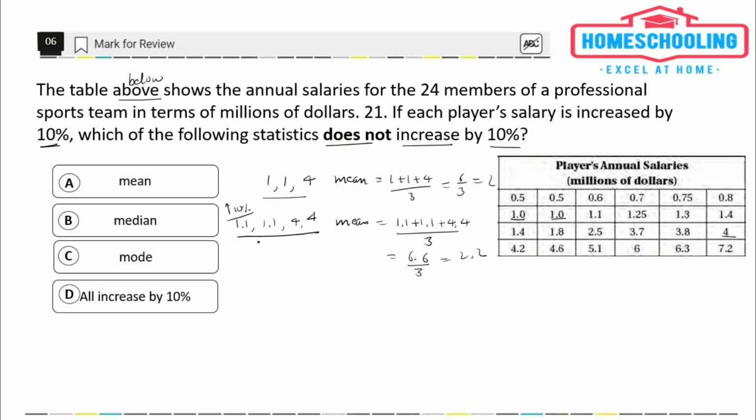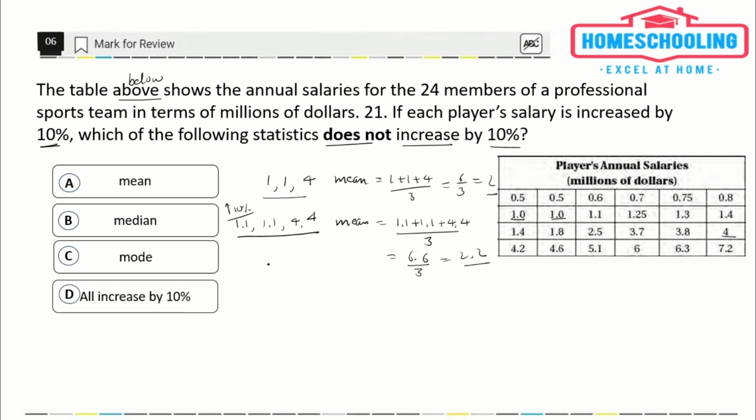So as we can see, out of these 24, we have taken only three data, and for this 1, 1, and 4, the mean was 2. And if we increase the data set values by 10%, that is 1.1, 1.1, and 4.4, then the mean also gets increased by 10%. So 10% increase in 2 is 2.2. So from this, we can say that if the numbers in the data set are increased by 10%, then their mean also gets increased by 10%.